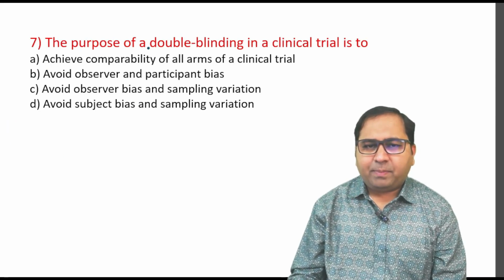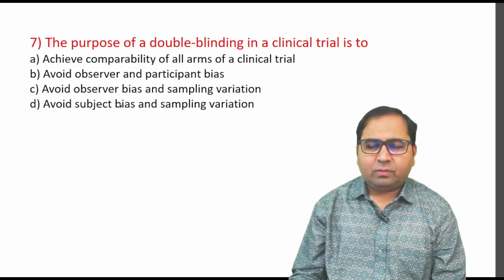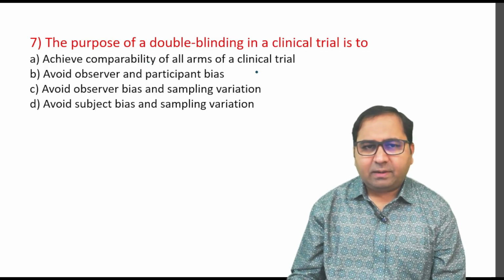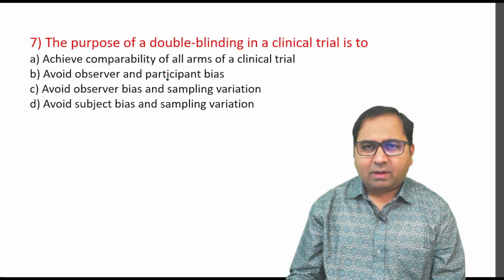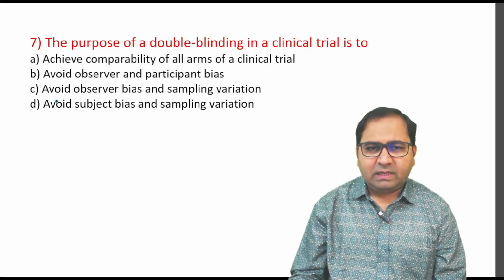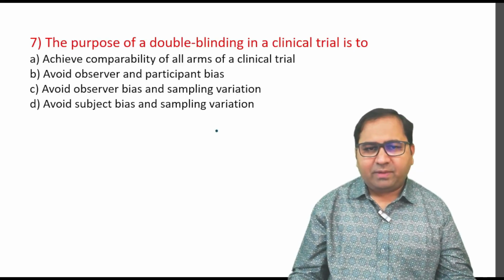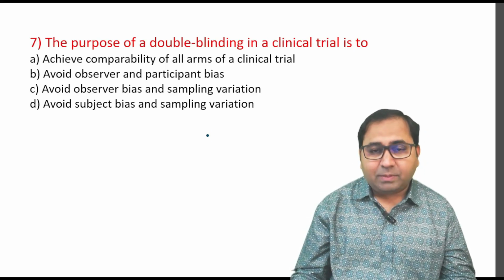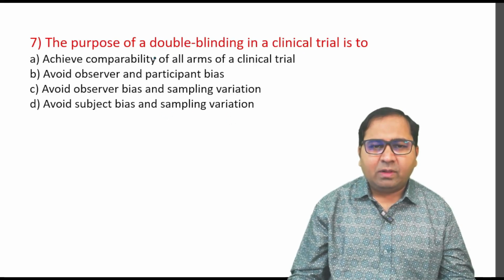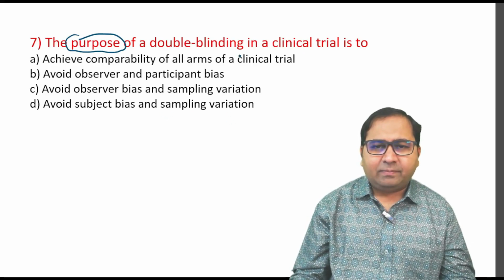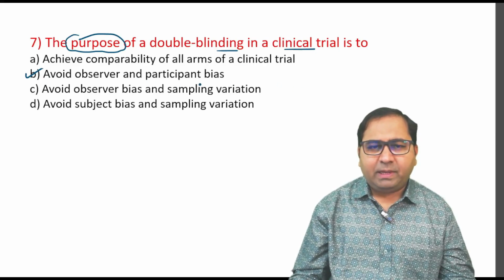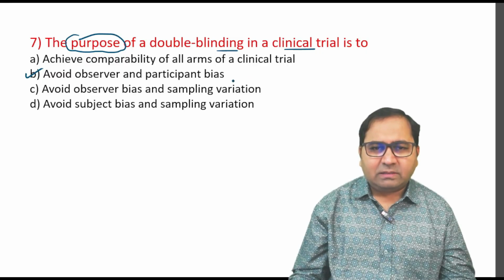Next question. The purpose of double blinding in a clinical trial is to. Options are A. Achieve the comparability of all the arms of a clinical trial. Or B. Avoid the observer and participant bias. Or C. Avoid the observer bias and sampling variation. Or D. Avoid the subject bias and sampling variation. What is the purpose of double blinding? The answer is to avoid observer and participant bias. So option B is the correct answer in this question.